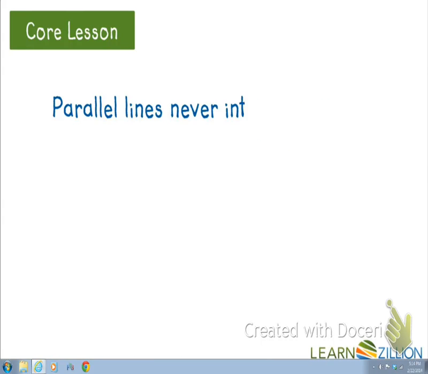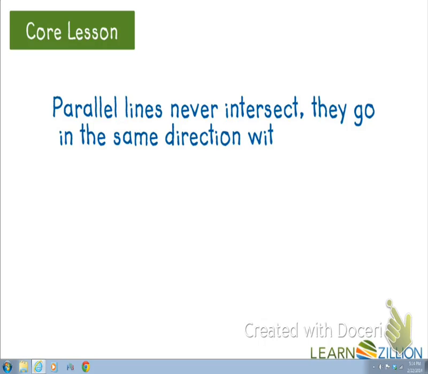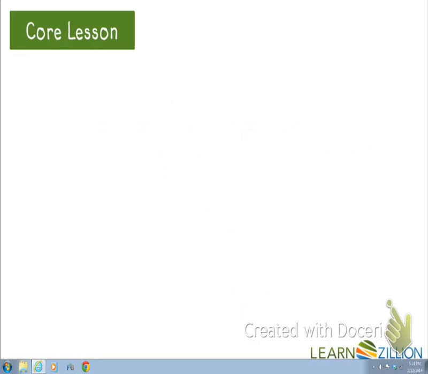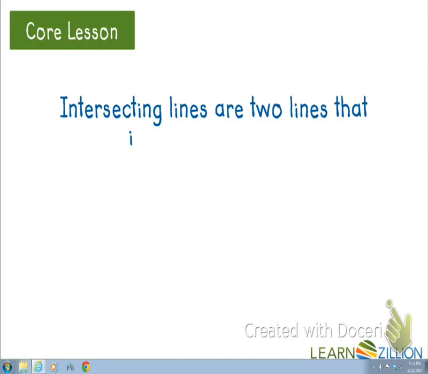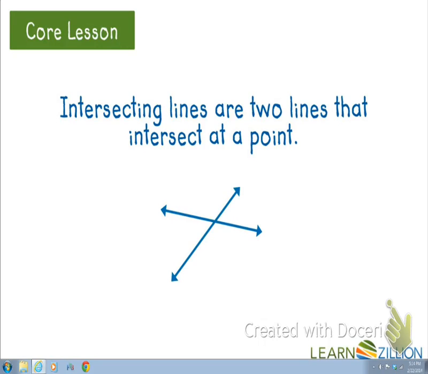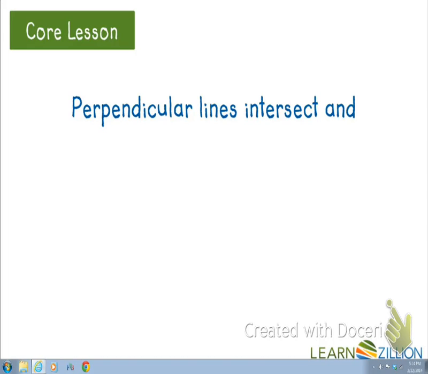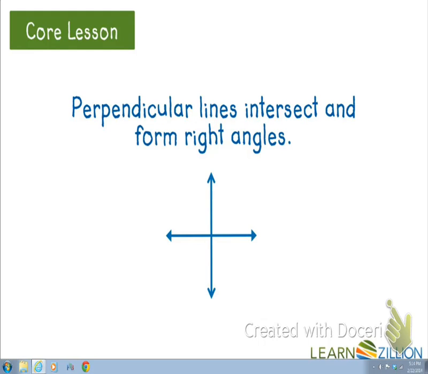We're going to talk about parallel lines first. Parallel lines never intersect, which means to cross, no matter how long we extend the line. These lines are an equal distance apart and go in the same direction. Now when two lines meet, the point where they cross is like an intersection of streets. These lines are called intersecting lines, and they intersect at a point. When we have lines that intersect and form a square corner, we call those lines perpendicular. These square corners would measure 90 degrees.